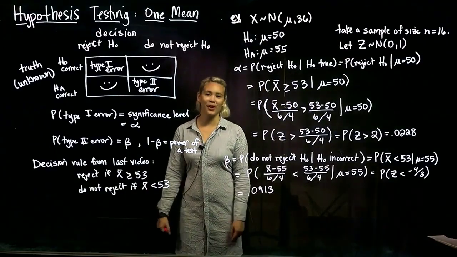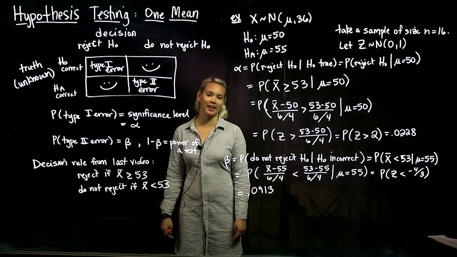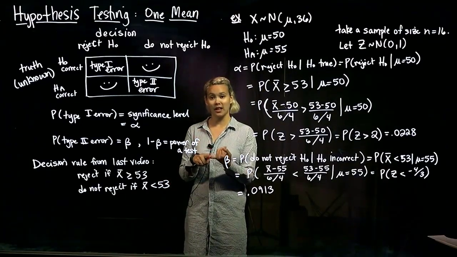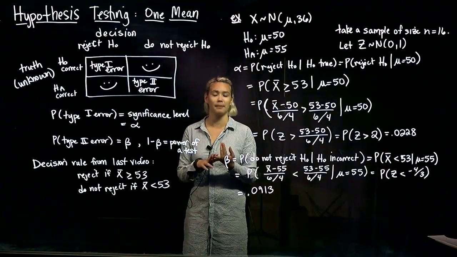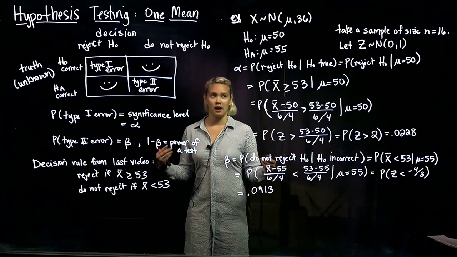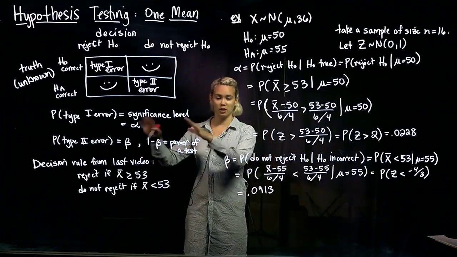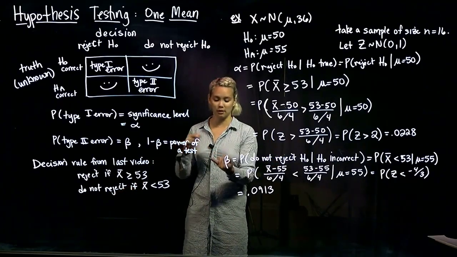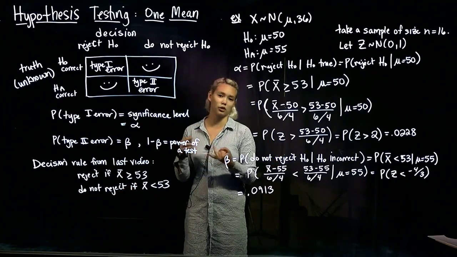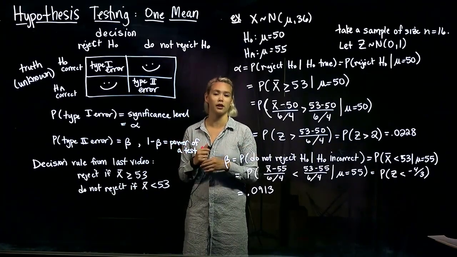In our previous video on hypothesis testing, we learned that at the end of a test, we end up either rejecting the null hypothesis or not rejecting the null hypothesis. So there's two decisions we could have made, reject or not reject. In the real world, there's some unknown truth, and it's either that the null hypothesis is correct or that the null hypothesis is incorrect, meaning that the alternative is correct.